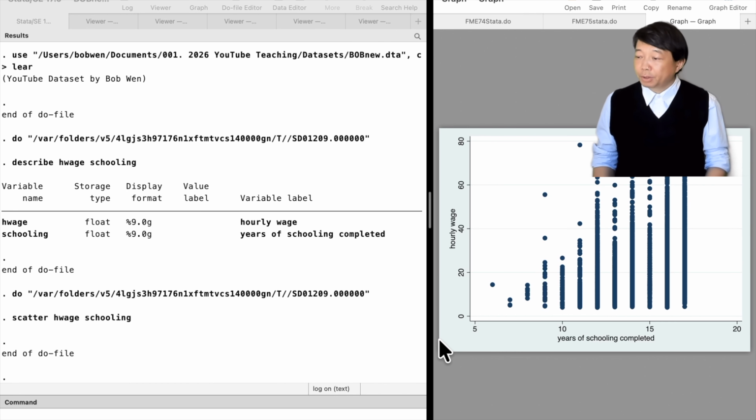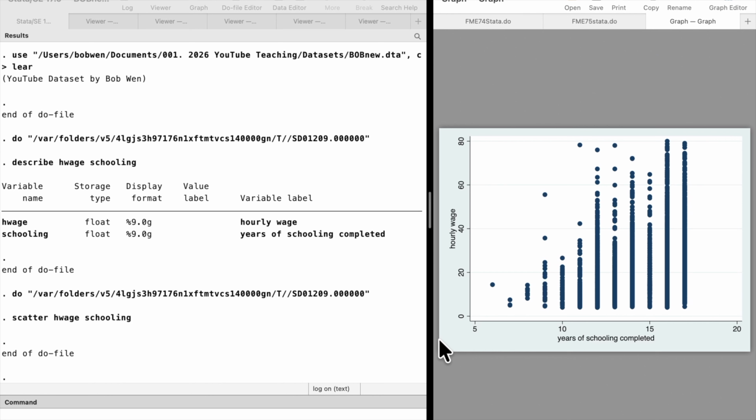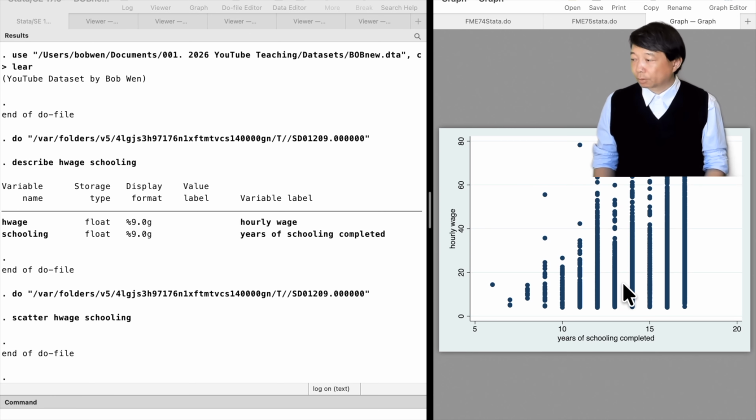Workers with more years of education may have a more spread distribution of hourly wages. As we plot hourly wages against years of schooling, we find that the hourly wage has a larger variance for workers who have more years of schooling. It implies that the error variance increases with the explanatory variable in the model.